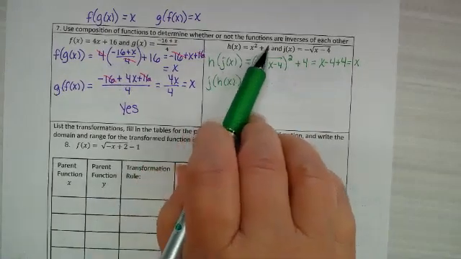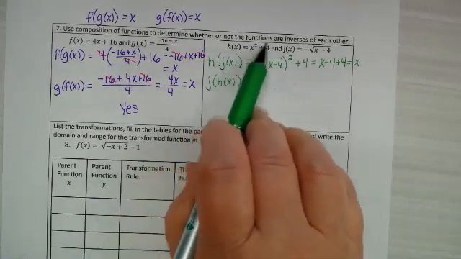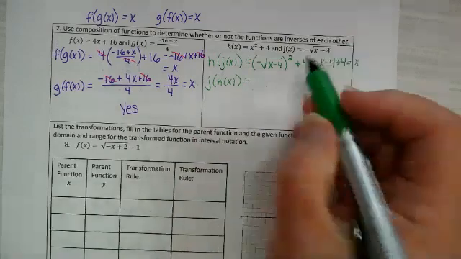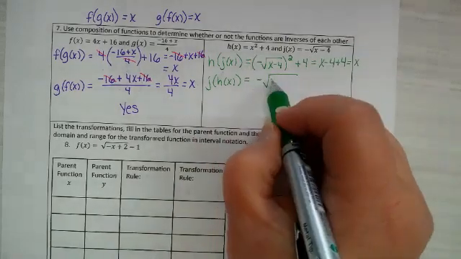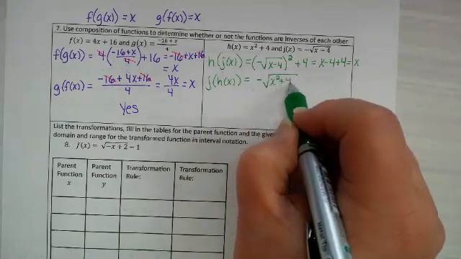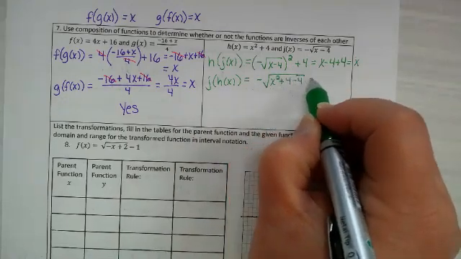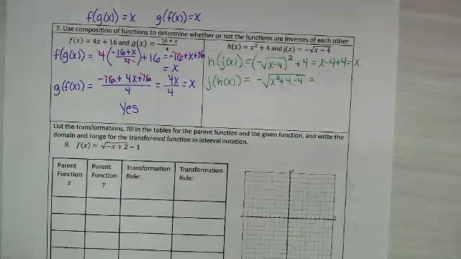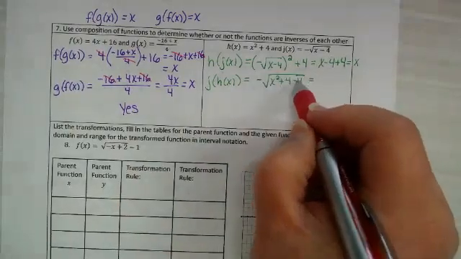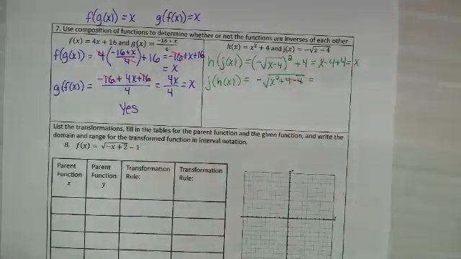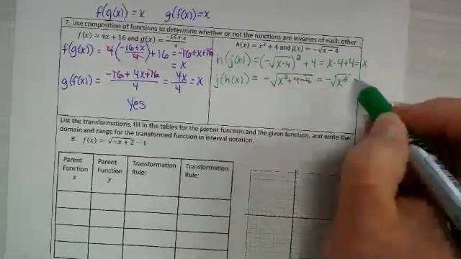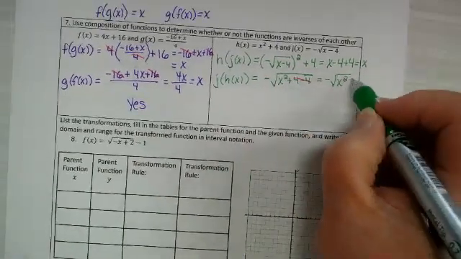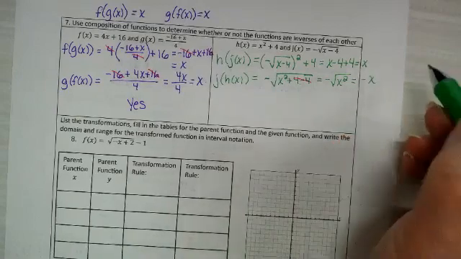So this time I'm going to plug this answer in over here. So negative square root x squared plus 4 minus 4. And we're going to simplify that. So I notice that 4 minus 4 cancels, and I've got negative square root of x squared. Well, when you square root something squared, you just get the number inside.